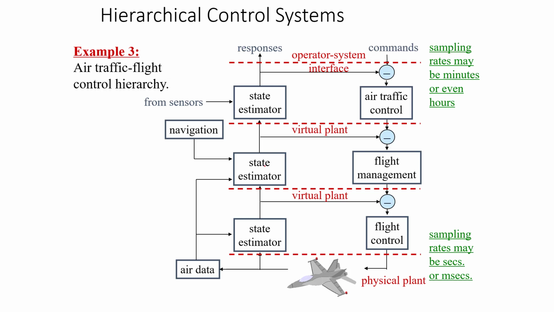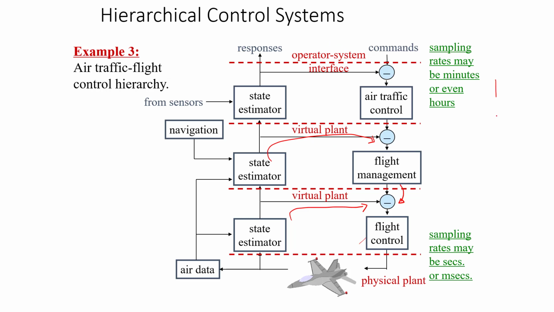So as you can see, the state estimation of, let's say, primarily the navigation module is being used for flight management over here. And this is providing an input to the flight control. And again, the state estimator is also providing an input to the flight control. So we can actually see a lot of things.